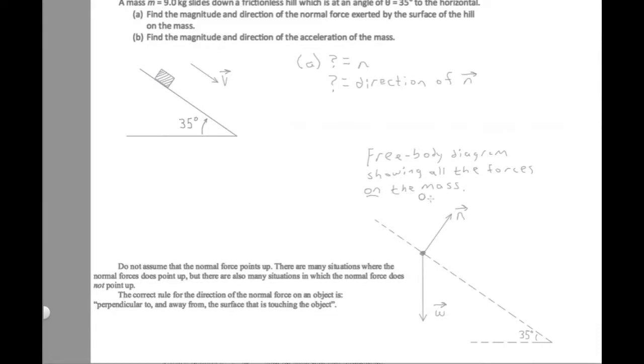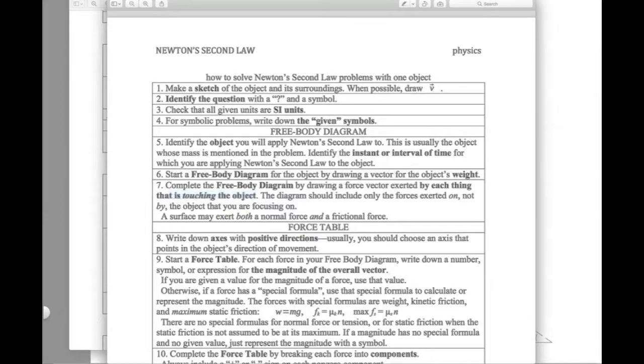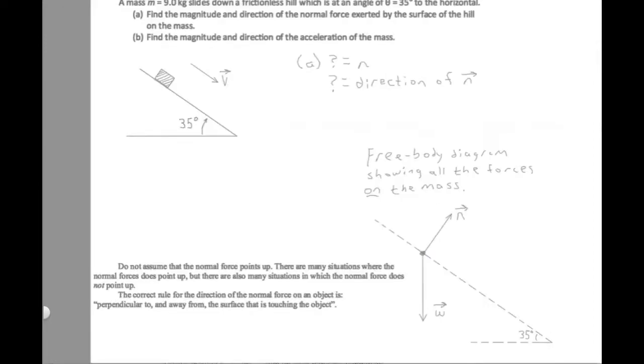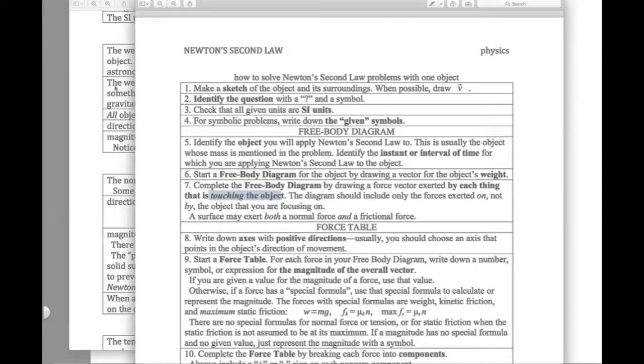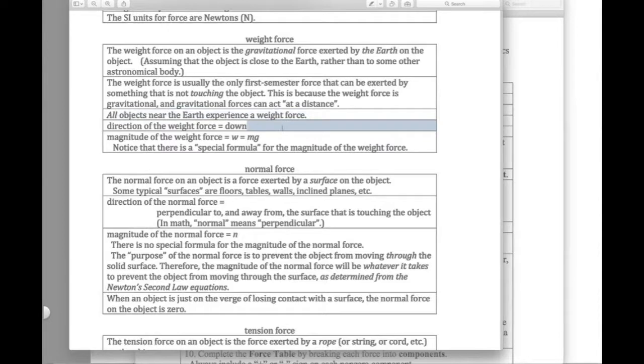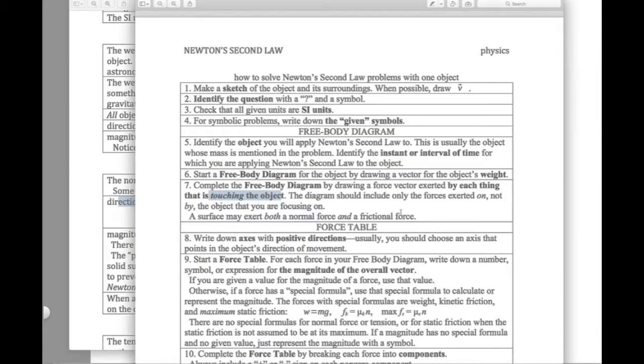So I think we finished the free body diagram. Remember to try to keep a neat, clean free body diagram. Remember, there's a simple two-step process for the free body diagram. First, you draw the vector for the object's weight, and then you draw force vectors for the things that are touching the object. And remember that there are simple rules that you need to have memorized for finding the directions of some forces, such as the weight and the normal force. Those are on this handout. One simple rule and another simple rule. So now we can move on to our next phase, the force table phase.